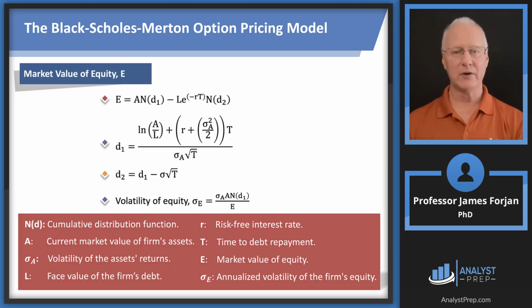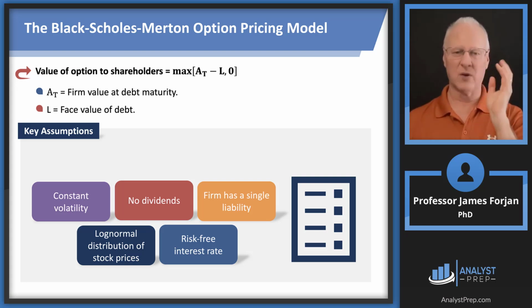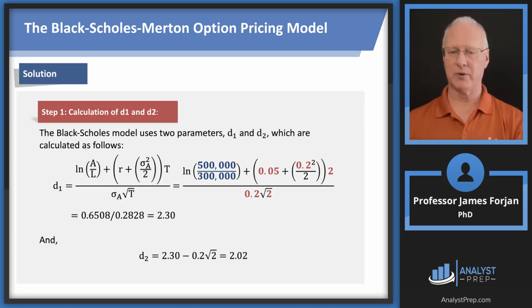Wait a minute, I'm going to go back here to life is simple. What is life simple? Here's this simple model. We're just taking the difference between the assets and the liabilities, right? So in our example, what was that? 500 minus 300, that's 200,000 from an accounting perspective.